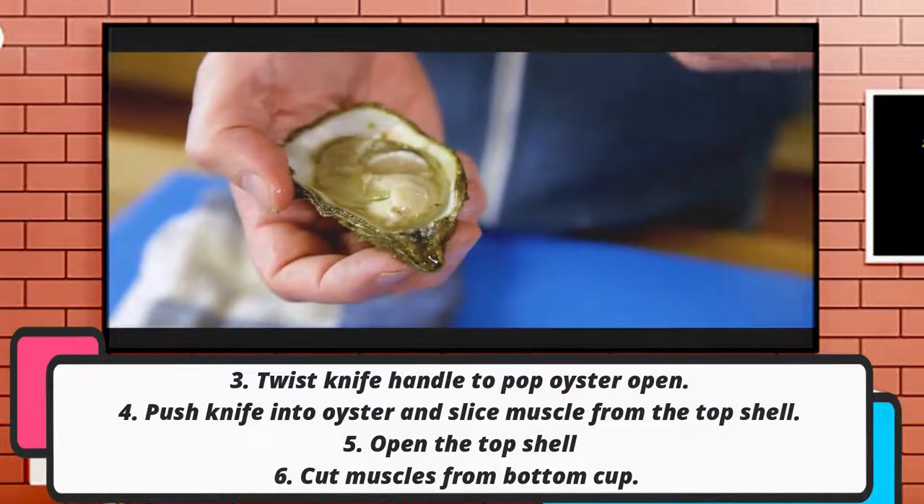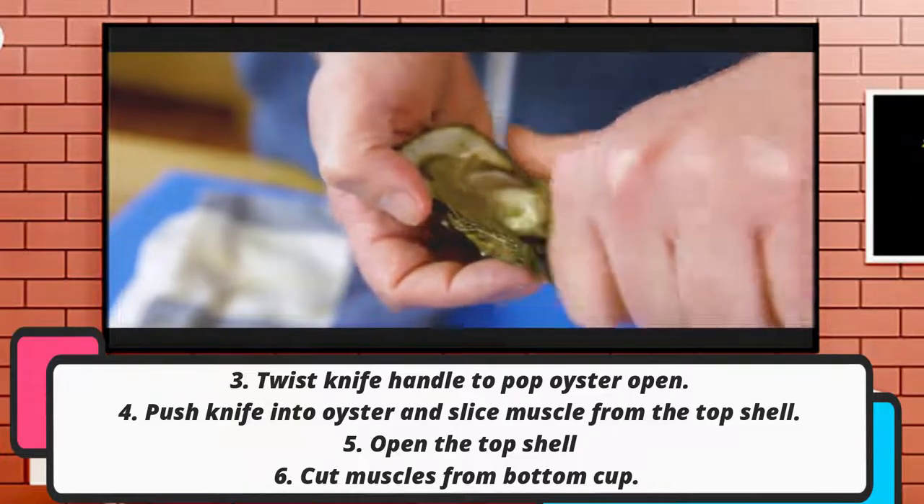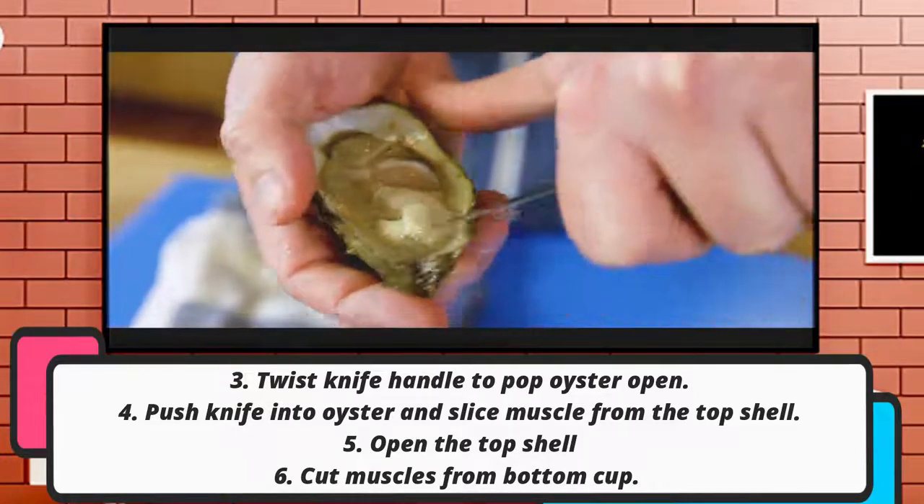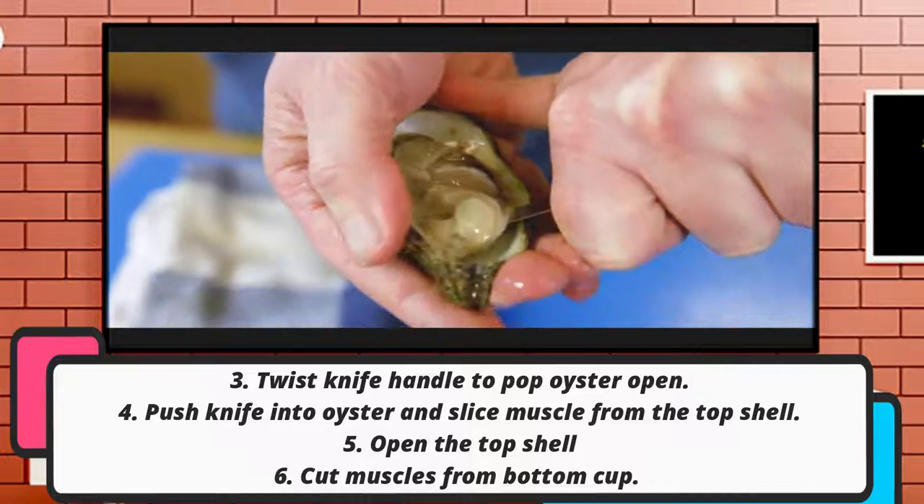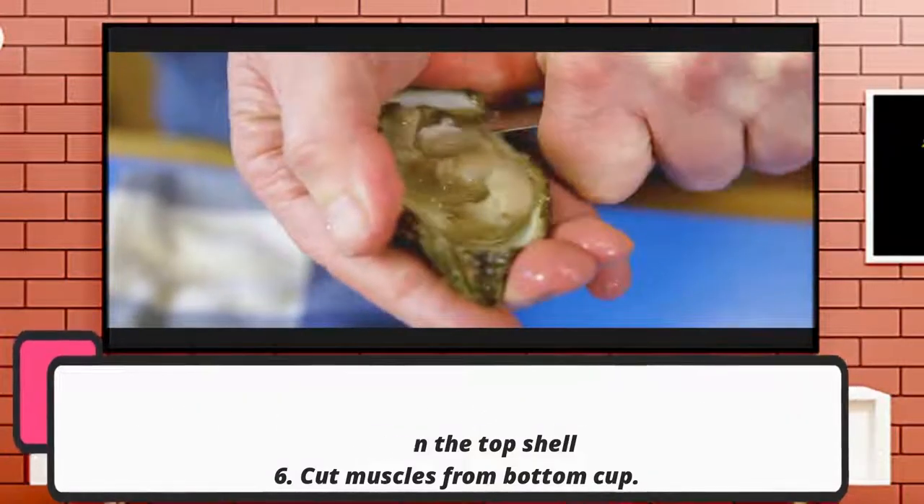Fourth, push the knife into the oyster and slice the muscle from the top shell. Fifth, open the top shell, and lastly, cut the muscle from the bottom cup.